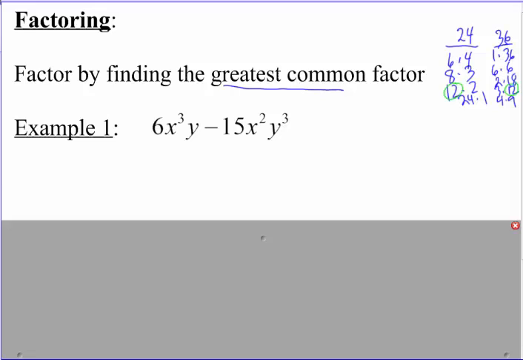I've given you the answer to that problem. You need to rewrite it. What did I multiply with? Okay, so what two parts was I multiplying to get 6x cubed y minus 15x squared y cubed?